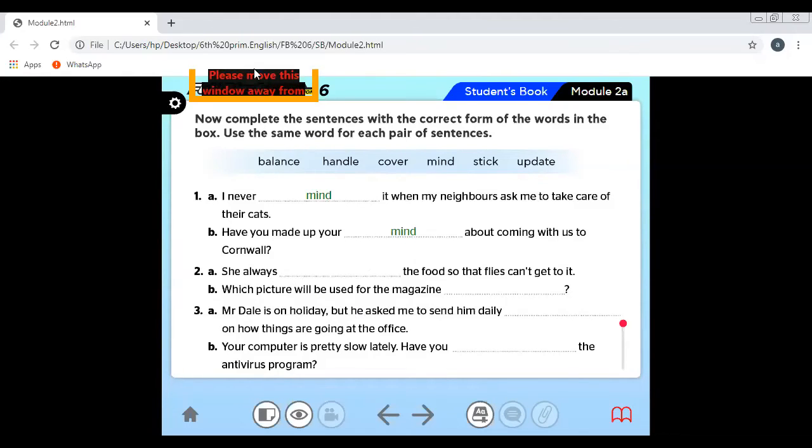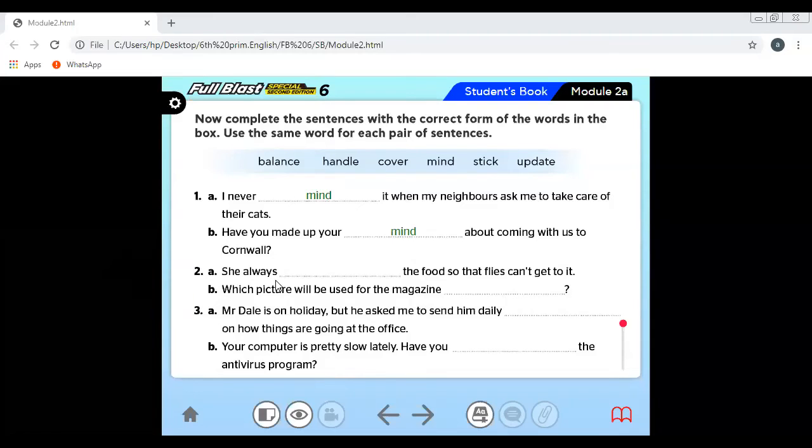We wrote mind in both sentences. Again, the word mind can come in the noun form and in the verb form. In number 1, I never mind means I never refuse. It's a verb. But it can also come in the noun form. Have you made up your mind? Mind here is a noun. It means your thinking, your mind. It's an expression meaning have you decided? So we wrote the word mind the same in the two sentences because they have a difference in meaning, but their spelling is the same.